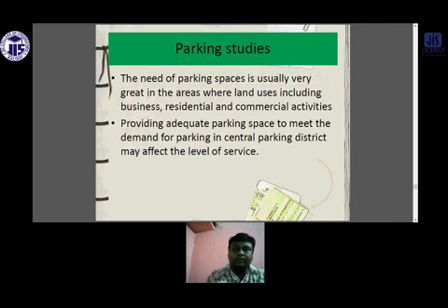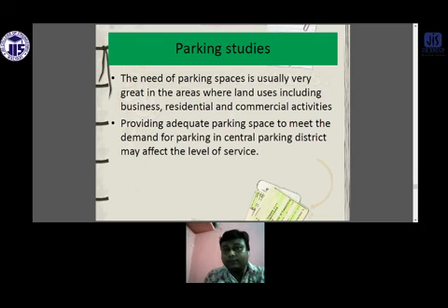Now the parking studies. The need for parking spaces is usually very great in areas where the land use includes business, residential, and commercial. Yes, because this is one common problem you can face every time you take your bicycle, two-wheeler or four-wheeler to a shopping, commercial or residential area. It is tough to find empty parking places, and in metro cities the situation is really pathetic.